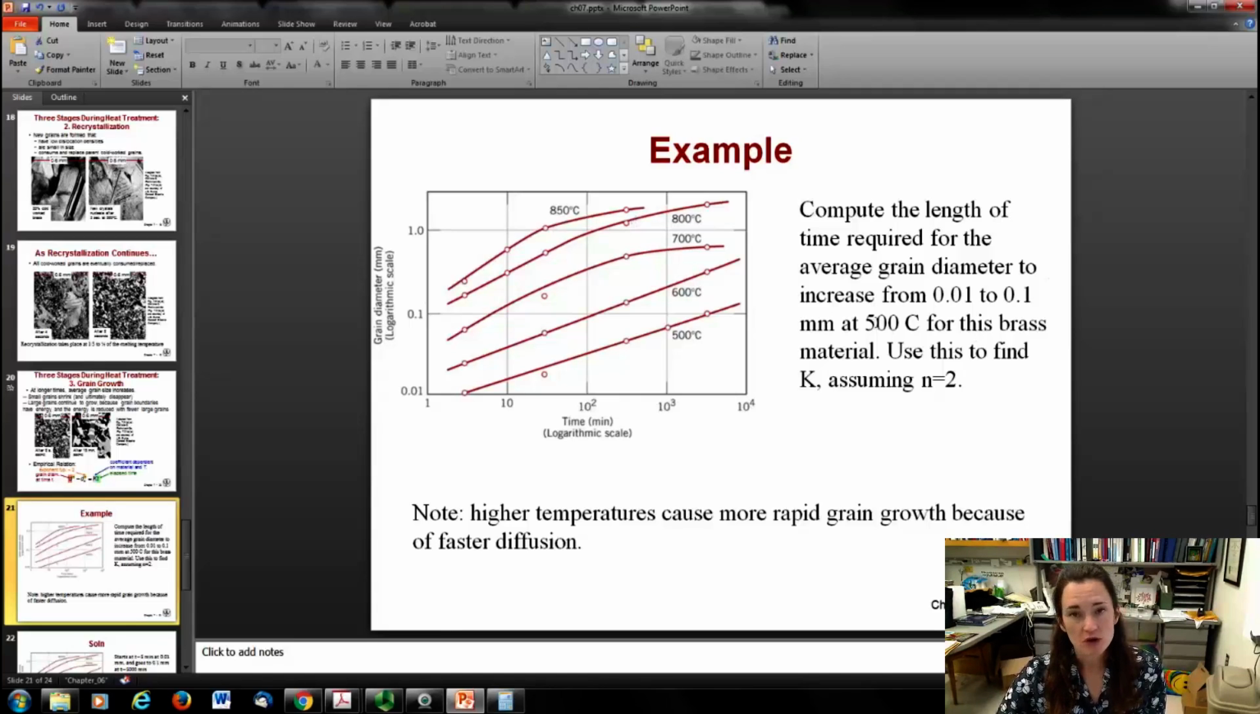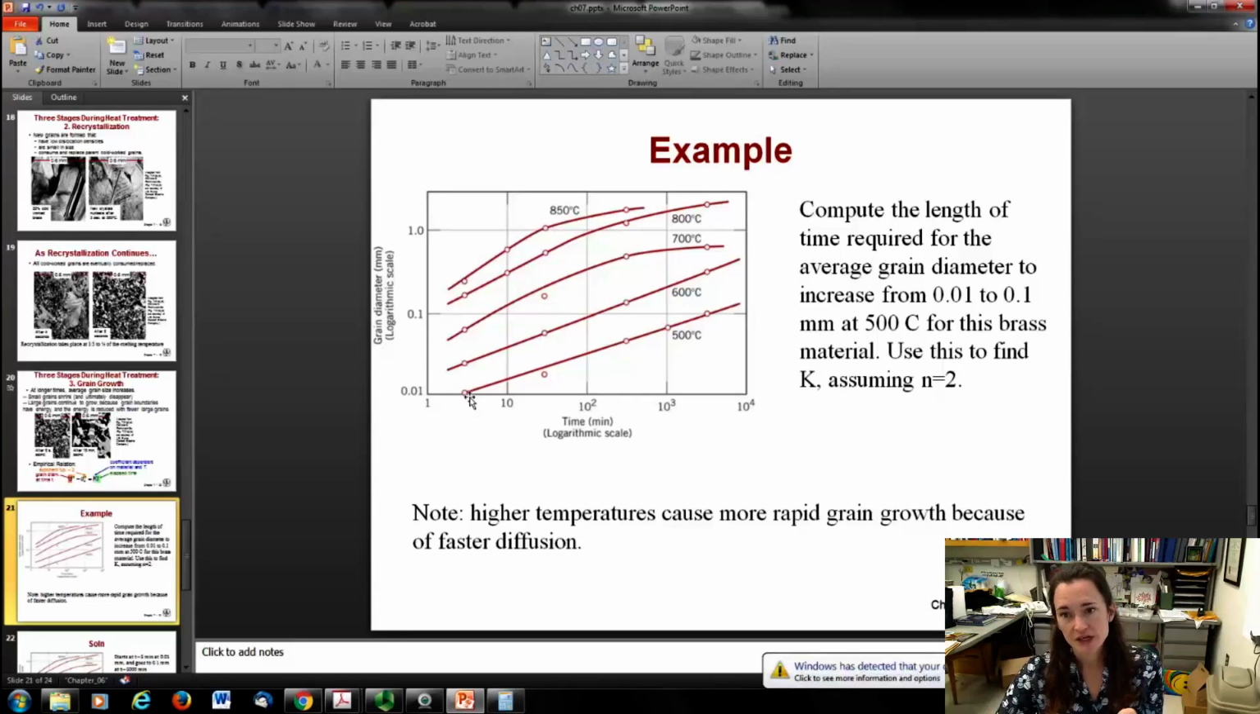Okay, but what we're interested in is what happens at 500 degrees C, which is this lowest plot right here, and it's asking for the length of time required for the grain diameter to go from 0.01 to 0.1. So if we look at this plot, the 0.01 grain size is down here on this bottom line. And so you can see that if you read off where it is in that period of time, it looks like it's at about 5 minutes or so.